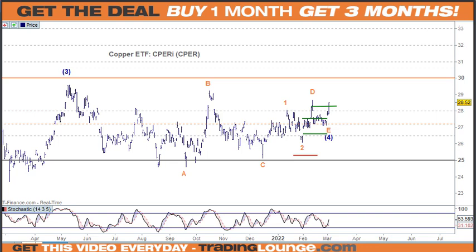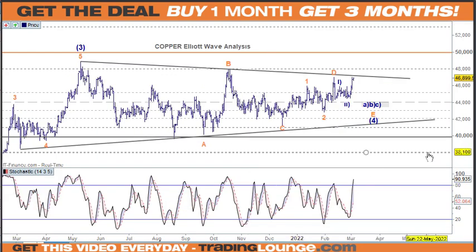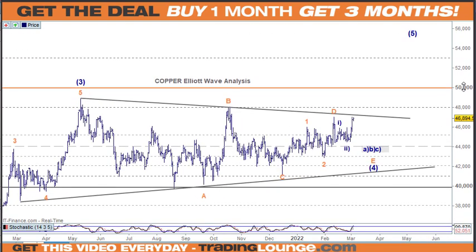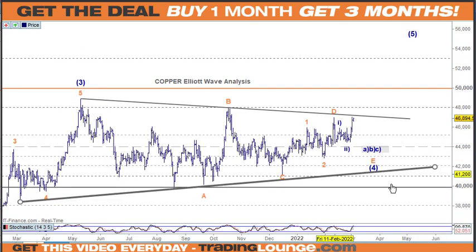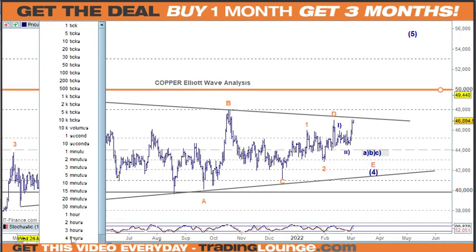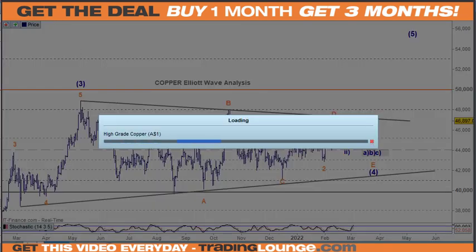But I'm going to go to the high-grade futures copper market here, and this is the daily chart. I've been fluffing around with this and not being able to do my job properly, so I apologise for that. But I'm just going to go to the tick chart and 100 ticks.